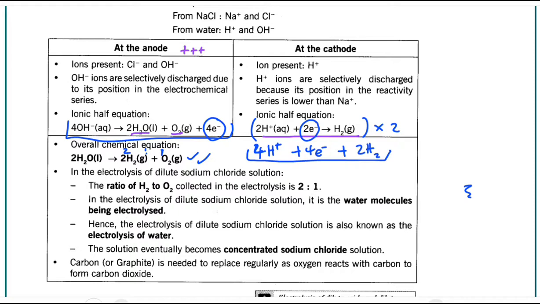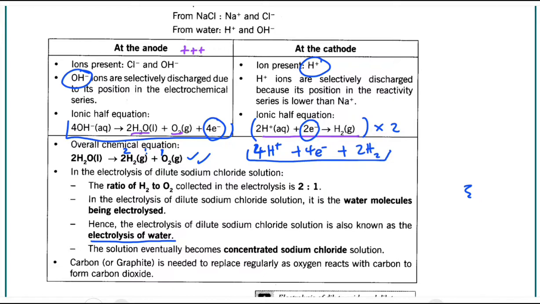Then in the electrolysis of dilute sodium chloride, water molecules are being electrolyzed, right? So hence the electrolysis of dilute sodium chloride solution is known as the electrolysis of water. Why? Because water is being broken down. Water is the one that is participating within the electrolysis. Is that okay? So as you can see, we have the OH from water as well as the H from water. So water is the one that is just participating within the electrolysis.